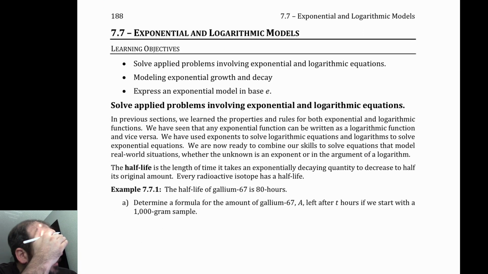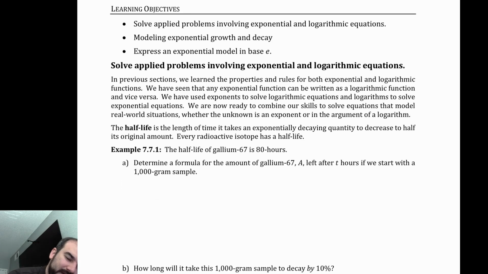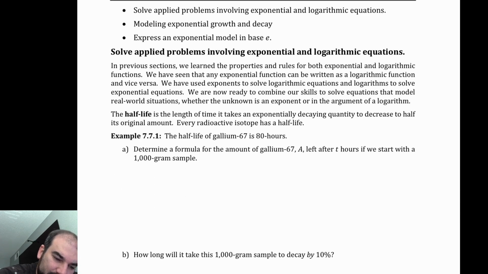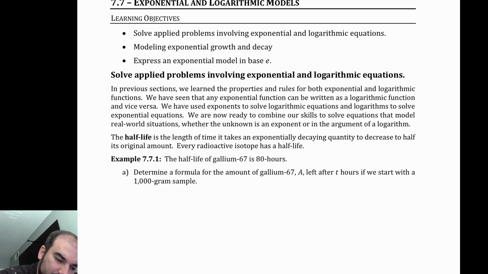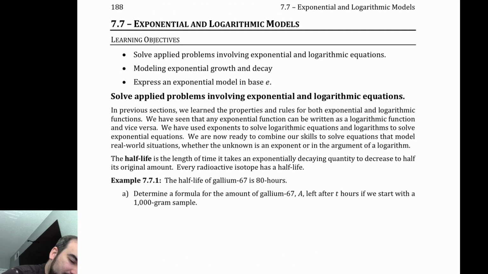All right, and then in 7.7, I'm going to give you a formula for half-life that you can use. It's not really written down here, so I'll write one for you that we can use. We'll put it up here. We're going to say N equals N sub 0 times 1/2 to the t divided by t sub 1/2.